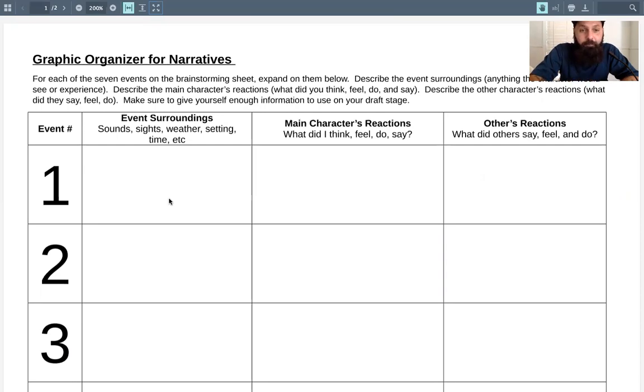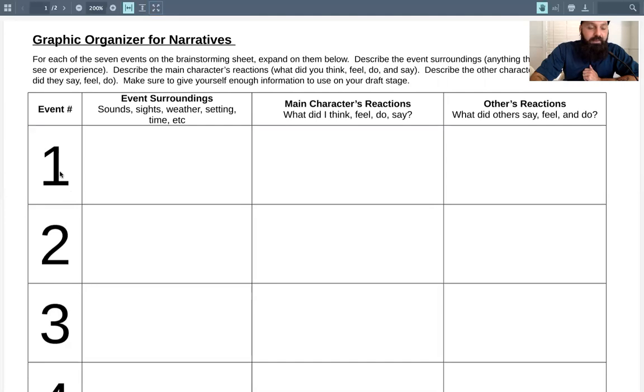And again, you might be changing some of the things that you put on your brainstorm sheet, and you might be adding things in that weren't included in your brainstorm sheet, which you definitely should be doing. I don't think you could take one of those bullet points from your brainstorm sheet and build a paragraph off of it. It's probably not enough information, but you should be able to take one of these rows and have more than enough information to build a paragraph. So that's what yours will look like.